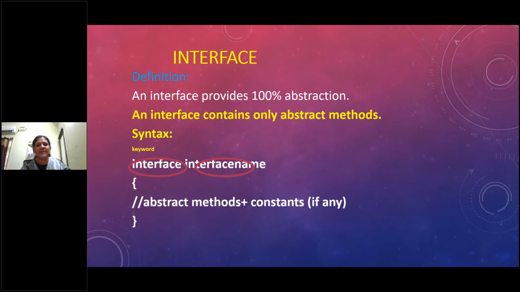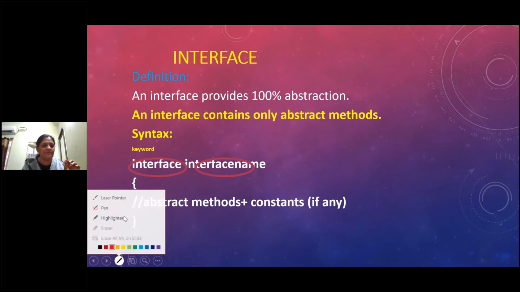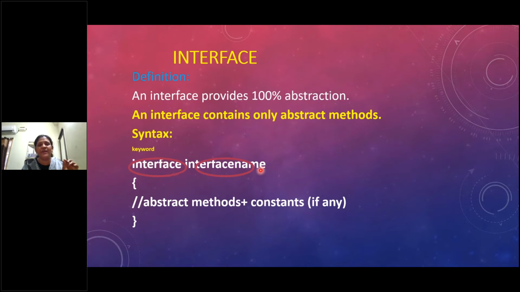Understand, students? Interface contains purely abstract methods. Any methods are abstract methods, but not concrete methods. It doesn't contain any concrete methods. And it also allows constants. If you want to write constants, yes, you can go ahead with the constants. How to write an interface? It always starts with a keyword called interface, followed by some name. You can give any name for the interface.